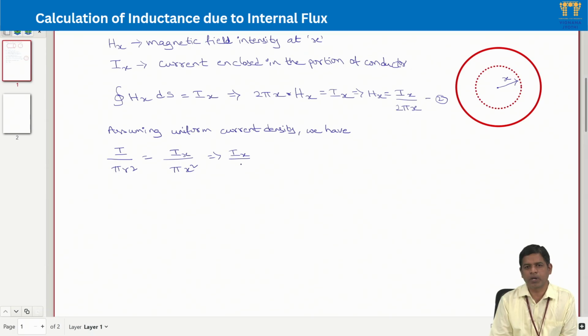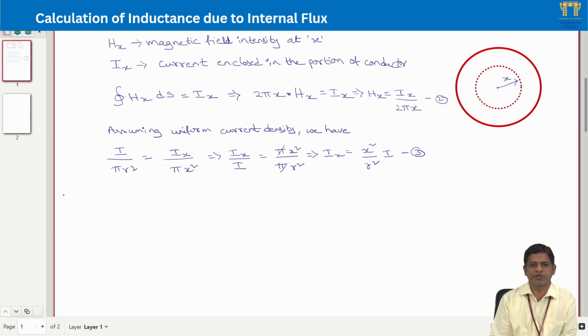Ix by I is equal to pi into x square by pi into r square. So pi in the numerator and pi in the denominator get cancelled, from which we get Ix is equal to x square by r square into I. Let this be equation number 3.